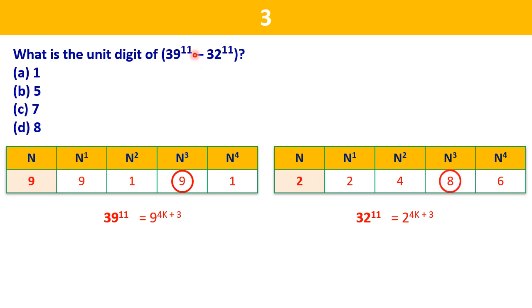So the first number, 39 to the power of 11, will be a big number with 9 in its unit place, and the second number, 32 to the power of 11, will also be a big number with 8 in its unit place. So if subtraction happens, the second number gets subtracted from the first number, it means 8 will get subtracted from 9 and you will get 1 in the unit place. Hence option A is the right answer.